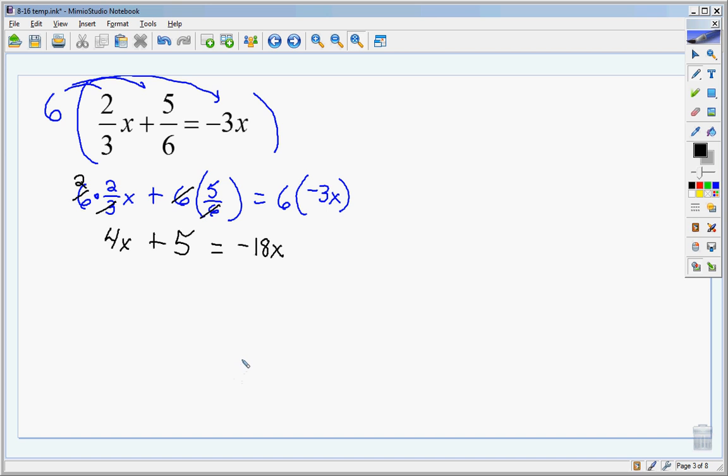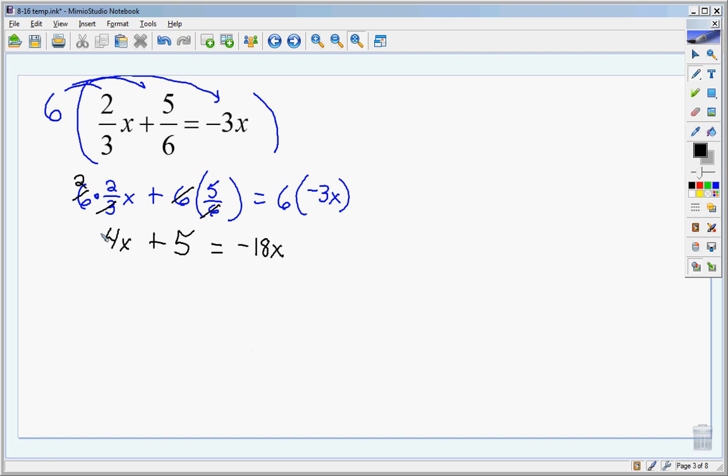What's not in my problem anymore? Fractions. So the nice thing about working with an algebraic equation that has fractions in it, if fractions are intimidating to you, is that you can get rid of them. You don't have to work with them. I would encourage you to get rid of them.